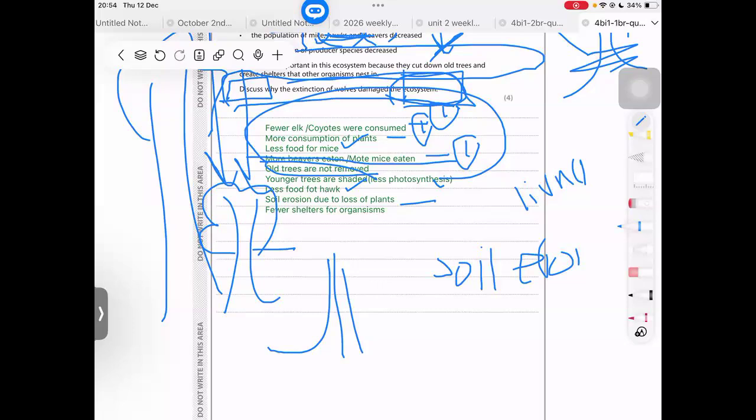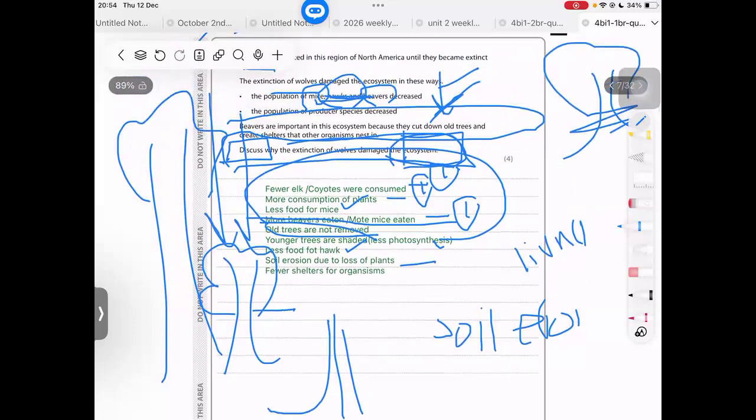And not just that, beavers cut down the old trees, and beavers create shelters for the other organisms. Because beavers are not there anymore, the old trees are not cut down. As a result, there will be fewer shelters for the organisms. So you just have to look at the diagram and write what you see.